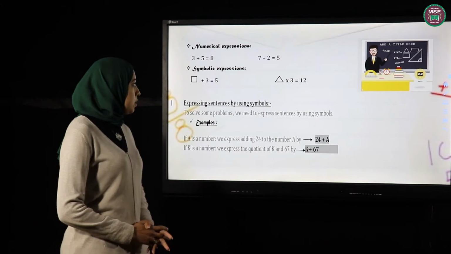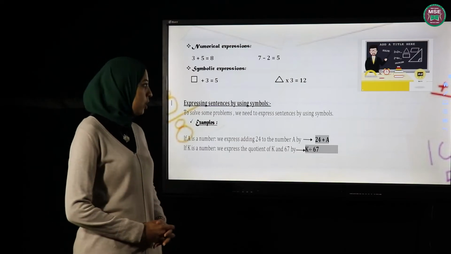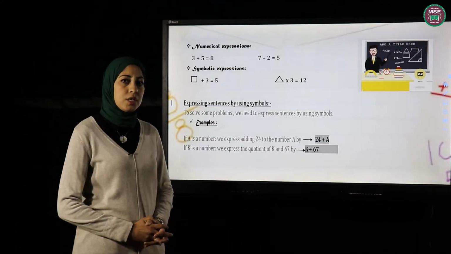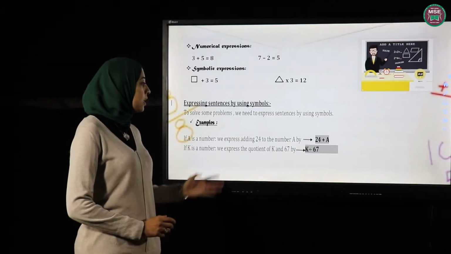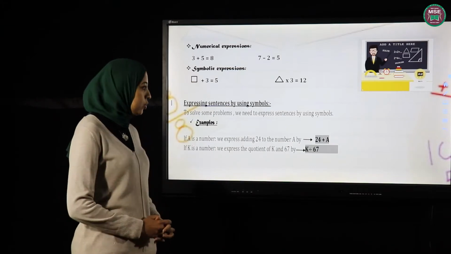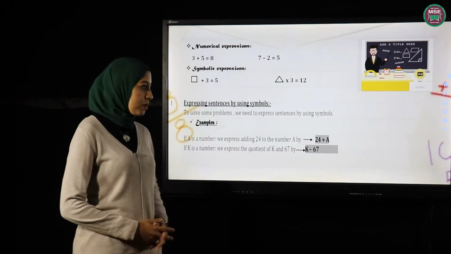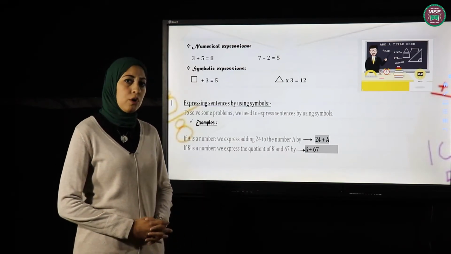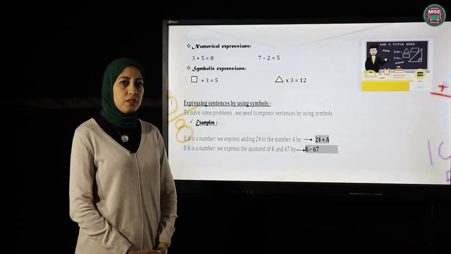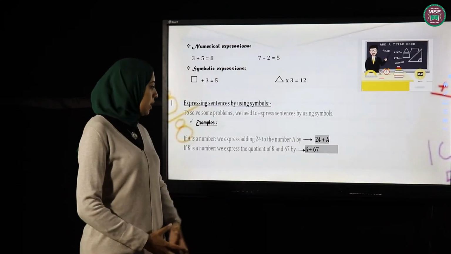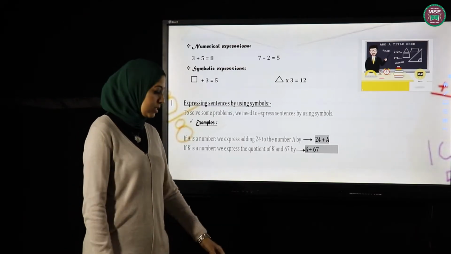I use symbols to express sentences. To solve some problems, we need to express sentences by using symbols. For example, if A is a number, we express adding 24 to the number A by 24 plus A. If K is a number, we express the quotient of K. Let's remember together what is meant by the word quotient. Quotient is the answer of the division. Okay, we express the quotient of K by 67 by K divided by 67.